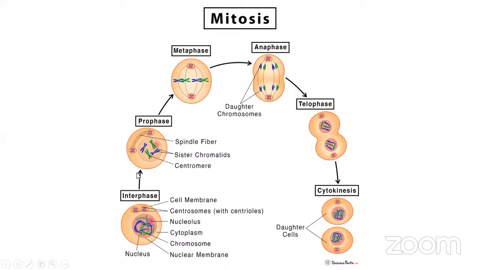But once the cell enters prophase, if you see this line, the nuclear membrane which was there starts to disintegrate, and the chromosomes are visualized properly.